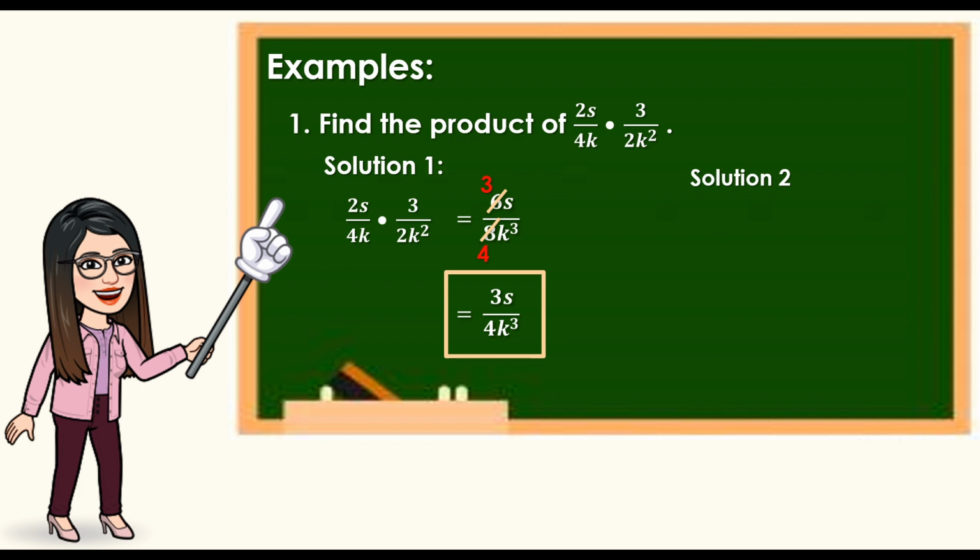Now, let's have another solution. Let us just rewrite the given 2s over 4k times 3 over 2k squared. Before we multiply the given expressions, let us check if we can simplify the expression. And as you can see, we have 2 in the numerator and another 2 in the denominator. We can cancel out these 2. So we can have now 3s over 4k cubed. And this one is just the same as our solution 1.